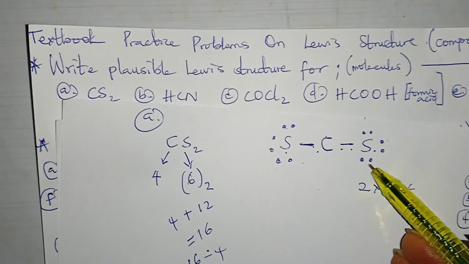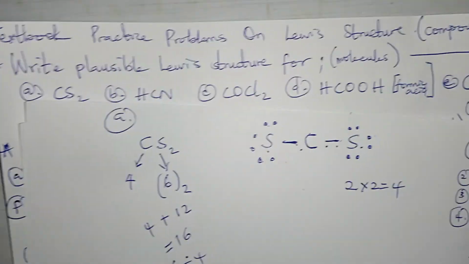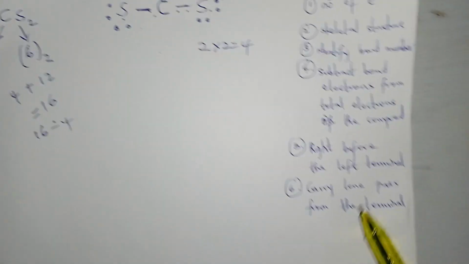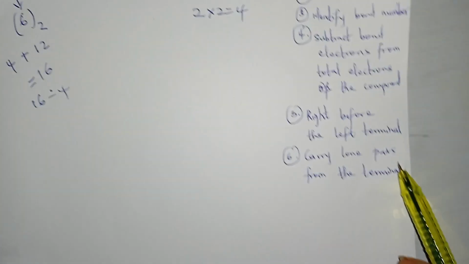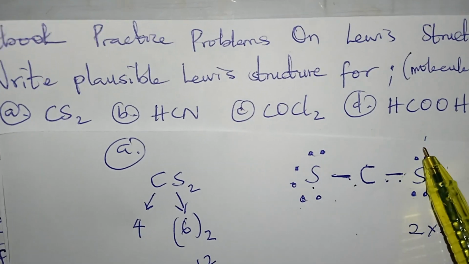1, 2, 3, 4, 5, 6, 7, 8. Sulfur is balanced. The same thing with the sulfur at the left terminal. So we'll now say step 6, carry lone pairs from the terminal. So whatever you do to this side, do it to this side. Carry lone pairs. This is a lone pair.